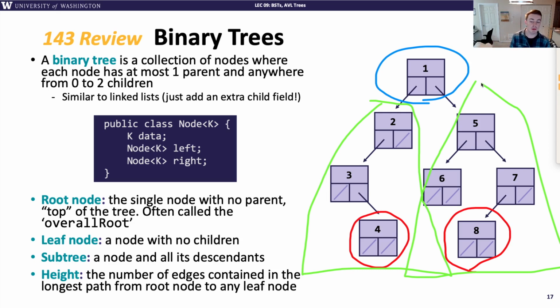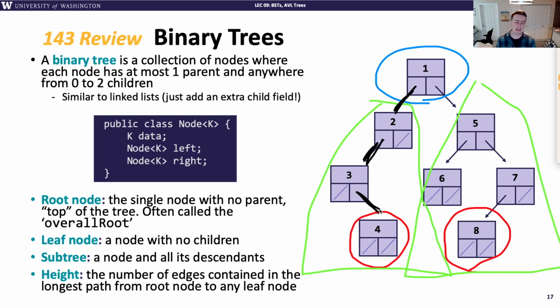One other term that we're generally going to care about, especially in thinking about how to implement these trees efficiently, is this concept of the height. So the height of the tree is the number of edges contained in the longest path from the root node to any leaf node. What we mean by that is how many arrows down you have to go to get from the root node to a leaf node. And so in this context, the height of the tree is 3.